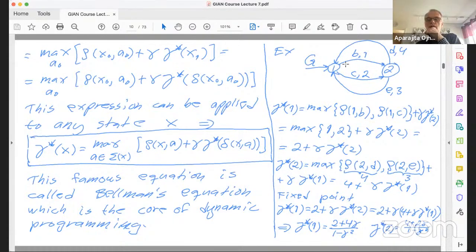And the next state, what is that? Well, the next state is 2 in this case. So here we have gamma j star of the next state, which is 2. Then we see that rho with action B, the reward was 1. With action C, the reward is 2 instead. So we should maximize with respect to 1 comma 2, and of course then the maximum is 2 of those elements. So then we get 2 plus gamma j star of 2. And then we continue, because now we have a relation between j star of 1 and j star of 2.